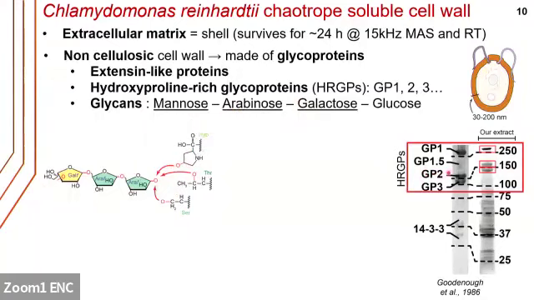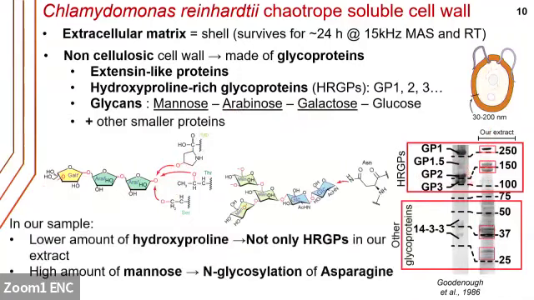So this is a simple SDS page, but we could also make some amino acid analysis on different bands of the gel. Anyway, we proved that we had these HRGPs in our sample, but more interestingly, we also had smaller proteins, and those are rich in asparagine and therefore probably associated via N-glycosylation to other glycans. And this would explain why high amounts of mannose were detected in our sample and not previously reported.